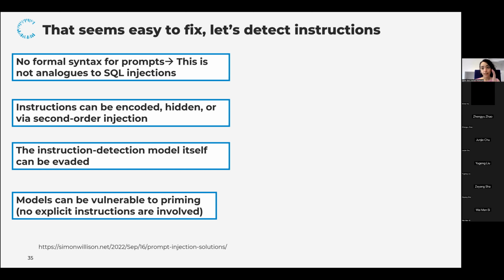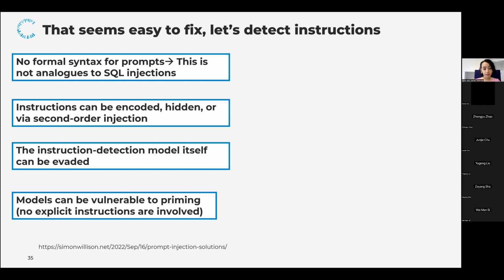And the other thing, as I talked a little bit about, is that the instructions can be encoded, they can be hidden, or later in the future, they can be in different modalities, like in visual prompt injection. So again, it's hard to control. And if we throw in another LLM to detect instructions, this second LLM can also be evaded similarly to the first LLM, right?